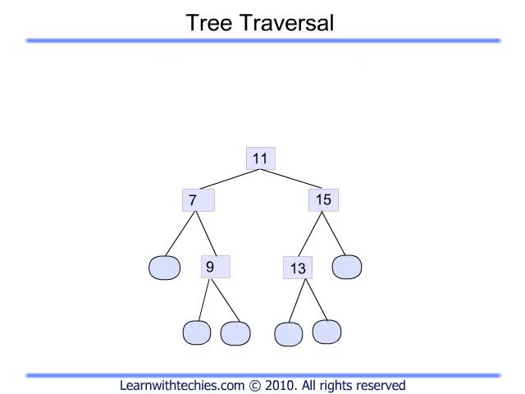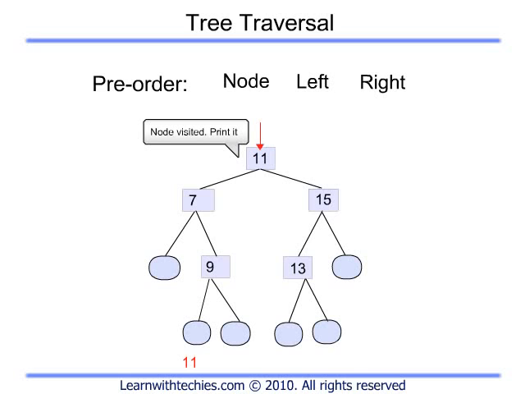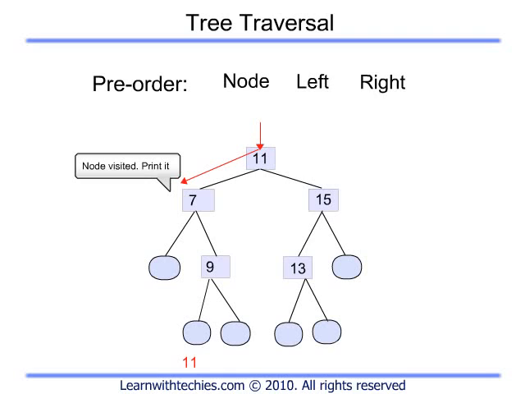Let's see each using a sample example. Let's see the result of pre-order traversal on this tree. So, basically, in pre-order traversal, nodes are printed as soon as they are reached. Once printed, they are not printed again.